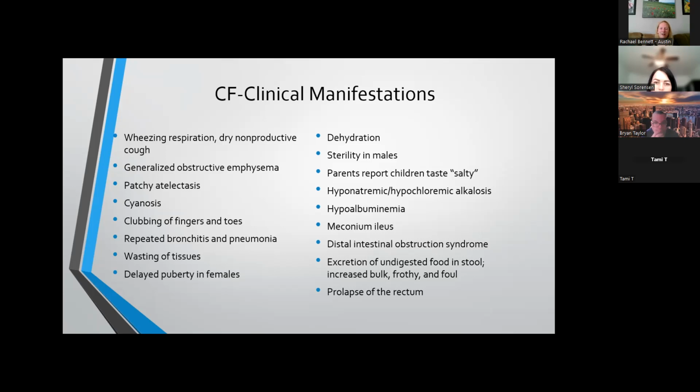It's very, very stinky. It floats, kind of has a gray appearance to it. And because they work so hard to pass the stool, it may actually cause a prolapse of the rectum because they're working so hard to try to poop.